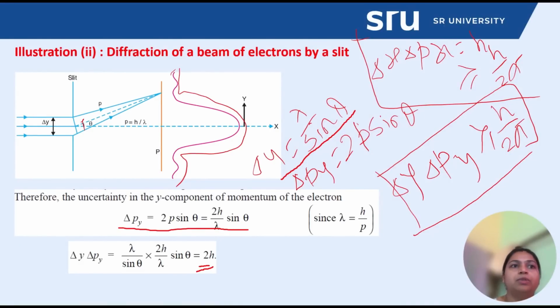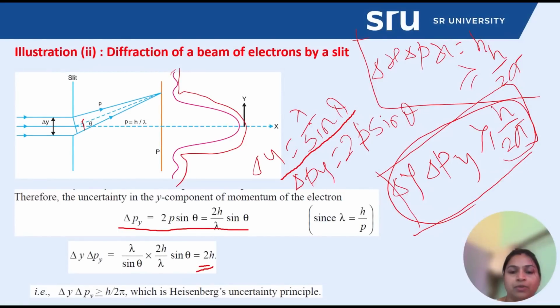So if one knows the error in one parameter, we can find the error in the other. If we know the error in the position, we can find the error in measuring the momentum using this formula. Hence it is proved, the Heisenberg uncertainty principle.